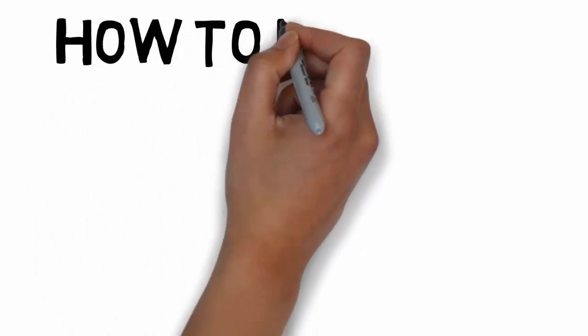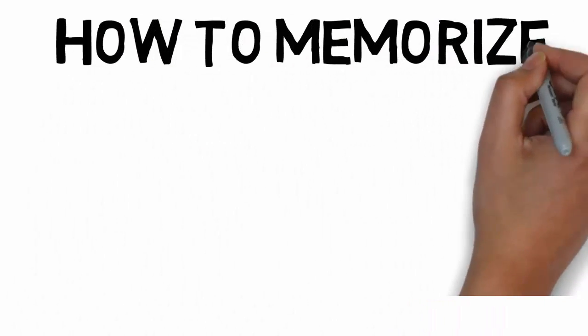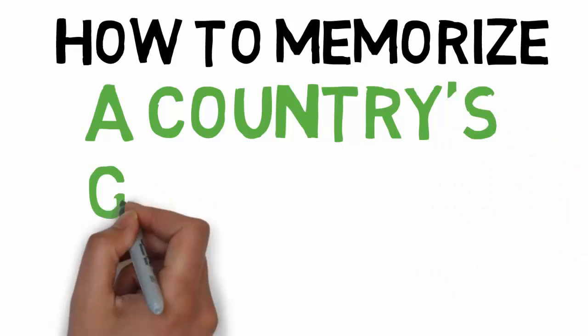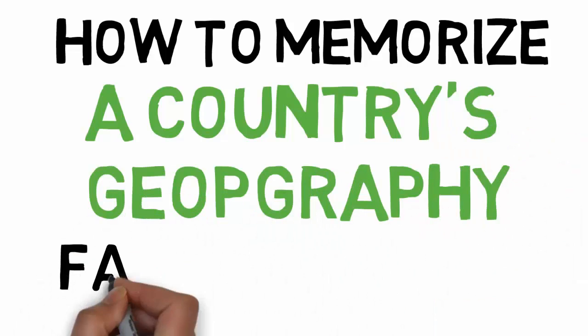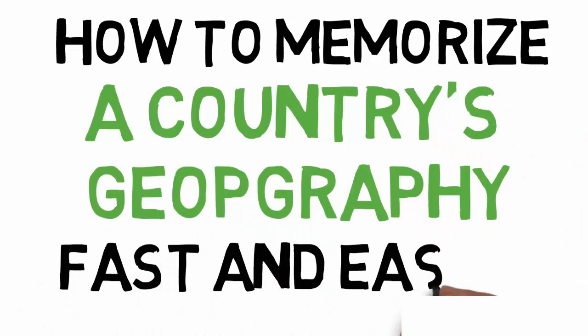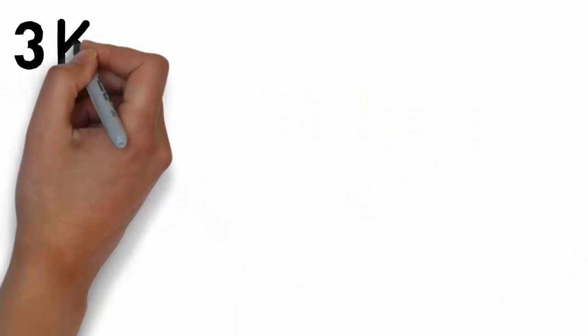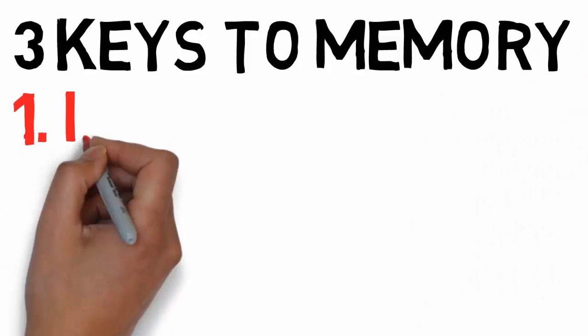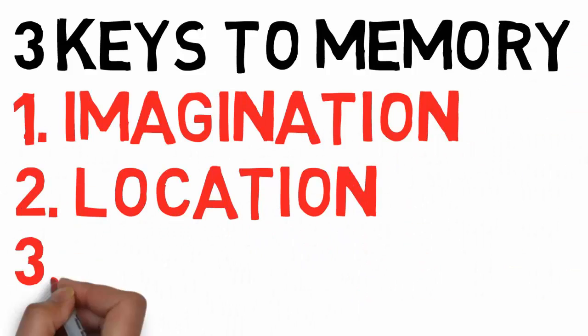Have you ever needed to identify a country on a map but you had no idea where it was? You might have even felt embarrassed about this, but don't worry because in this video you're going to learn how to memorize a country's geography fast and easily with this very simple method. This method uses the three keys to memory: imagination, location, and concentration.